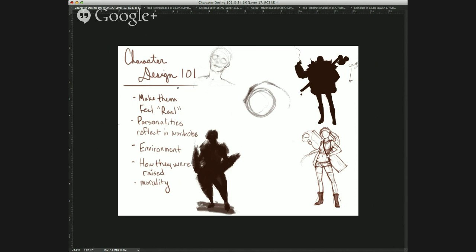So yes, you want to make armor that is functional and makes sense, because there are people that study armor and that's what they're really into, and they will call you out. And the more research you do on it, the better chances you'll have of creating something that feels accurate. So how do you combine both?